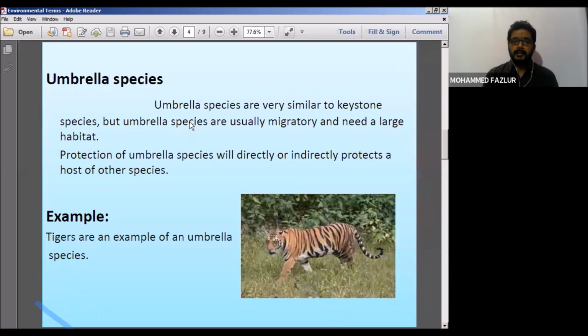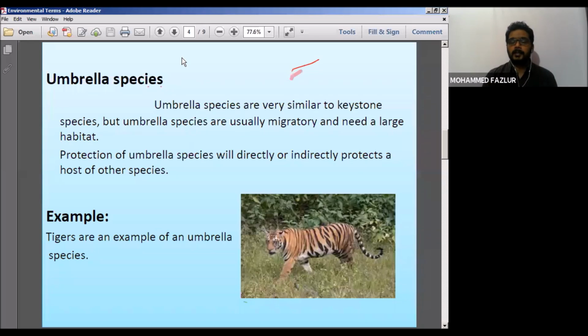So that is the reason, to protect one ecosystem, to protect the entire ecosystem or the origin or the migratory path of that species, I am declaring one species as umbrella species, and the species which are directly or indirectly linked to this species will all be getting protection. So that is the importance of umbrella species.